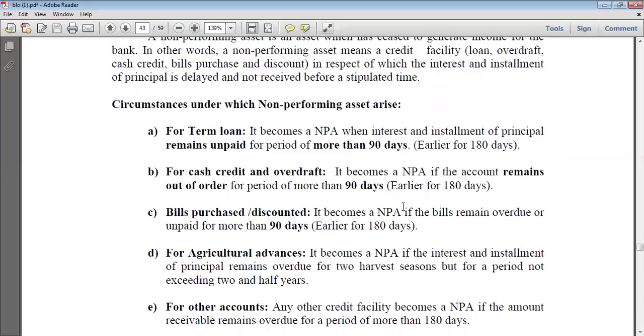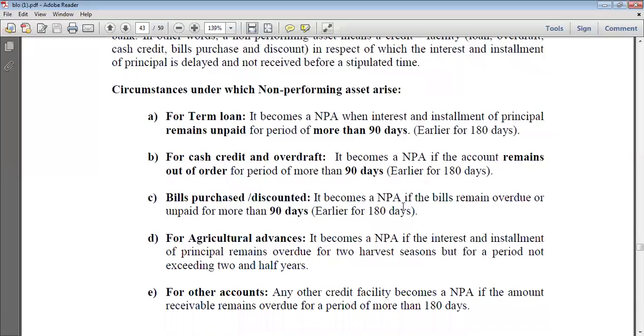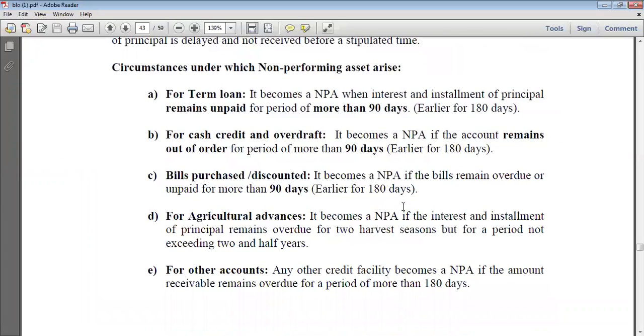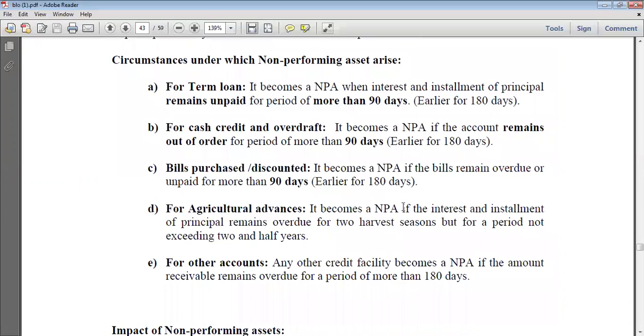For cash credit and overdraft facility, it becomes NPA if the account remains out of order for a period of more than 90 days, earlier 180 days. Another one is bills purchased and discounted: they become NPA if they remain overdue and unpaid for more than 90 days.